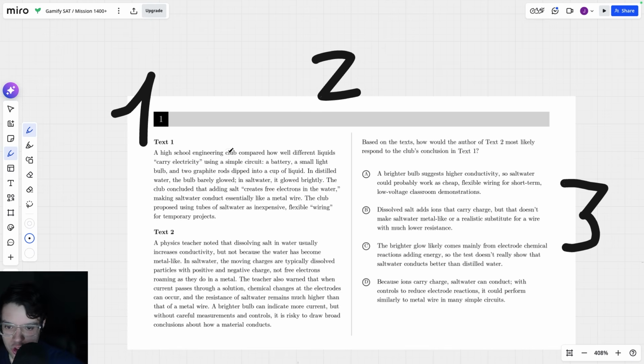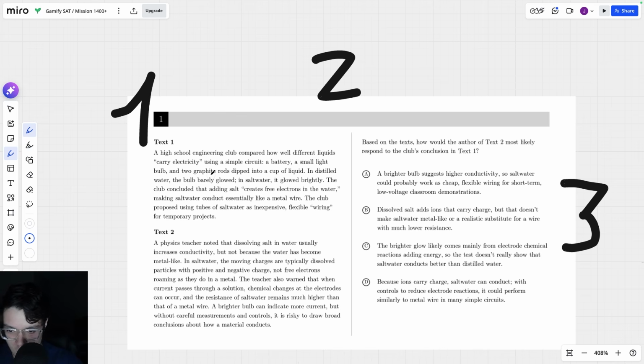A high school engineering club compared how well different liquids carry electricity using a simple circuit, a battery, a small light bulb, and 2 graphite rods dipped into a cup of liquid. So they're trying to see how well liquids have electrical current passing through them. We all know water conducts electricity, so I'm guessing it's going to be useful for conducting electricity. In distilled water, the bulb barely glowed. In salt water, it glowed brightly.